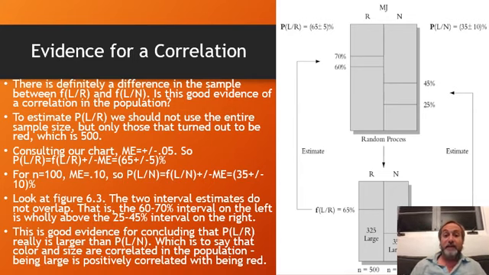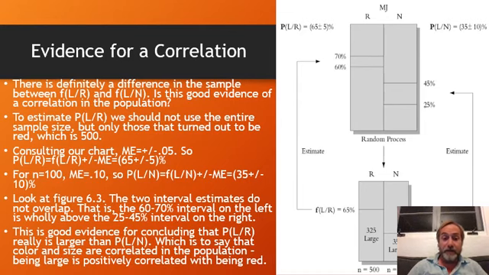The question is, is this good evidence of a correlation in the population? Well, this is important to keep in mind because this will matter when you eventually have to calculate these things. So pay attention right here. To estimate the probability of large conditional on red in the population, you don't want to use the whole sample size of 600. You're only using the ones that turned out to be red. So there were 500 reds. So when we're figuring out a margin of error, you want to find the margin of error for 500, not for 600. You go to our chart, the margin of error for a sample size of 500 is plus or minus 0.05.